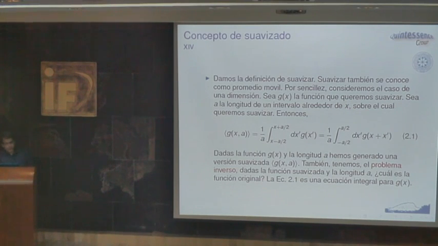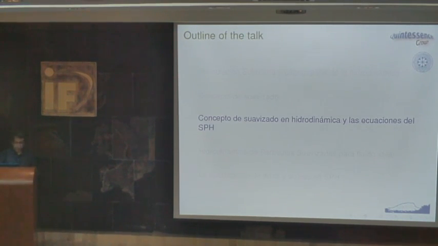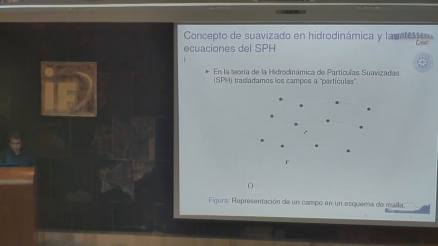So this is the concept. I have this function g of x prime and can produce a smooth average of this function that depends on some parameter, which in this case is an integral. So I take an interval in one dimension from -h/2 to h/2, surrounding the point I'm interested in, and average the function and give us a smooth version of the function. This is another way to see the concept of smoothing.